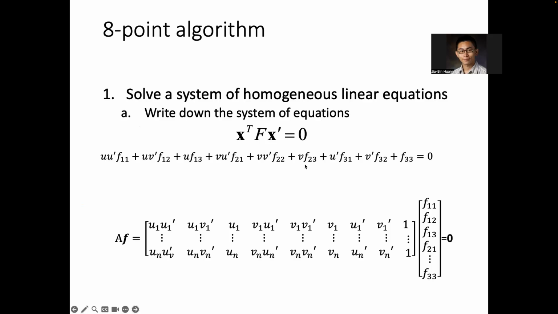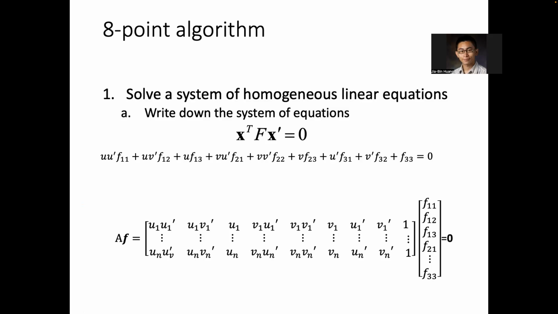So which means that your F is up to scale. Even though you have 9 numbers, there's 1 degree of freedom that you don't need to fix. Which means that you only need 8 degrees of freedom, which means that you only need 8 equations. So that's why it's called the 8-point algorithm. Okay, so to solve for these 9 numbers, you only need 8 equations. All right, any questions so far?